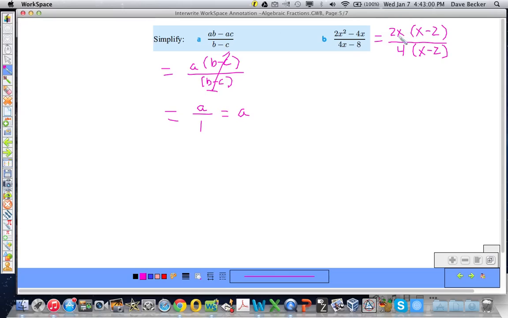Awesome. I have a bunch of factors here, this times this times this. So this can cancel out because it is equal to 1. Same thing over the same thing is equal to 1. And I have 2x over 4. And hopefully you're saying, yo, Mr. B, I can simplify this. Well, that is correct. Bam, bam, right? 2 and 4. 1 times x is x, and we're left with x over 2.